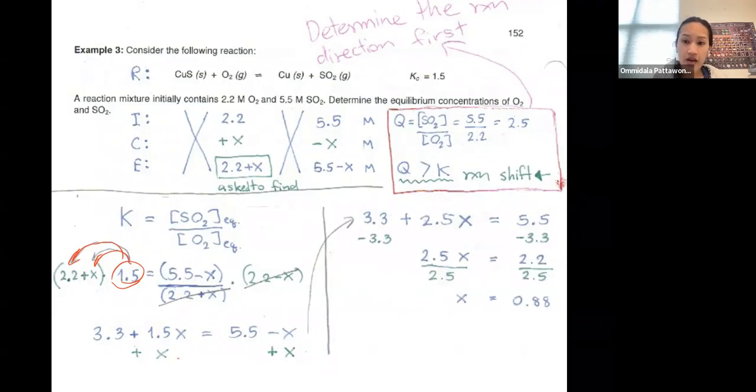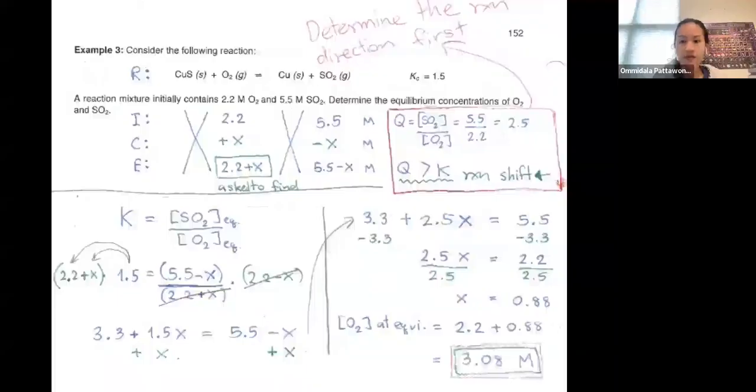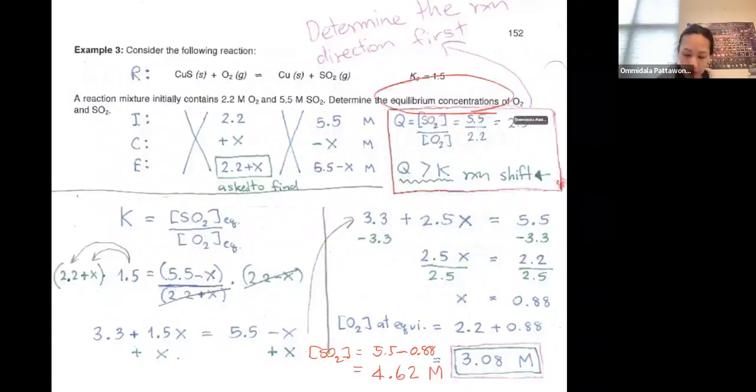In order to find the equilibrium concentration, you need to plug x back into the equilibrium concentration. So in this case, the concentration of oxygen at equilibrium equals 2.2 plus 0.88, and that would be the answer. And then for sulfur dioxide, SO2, you are going to get 5.5 minus 0.88, so that is going to equal 4.62 molar. Please note that this is a concentration, so it should contain a unit. Don't forget the unit for the concentration.